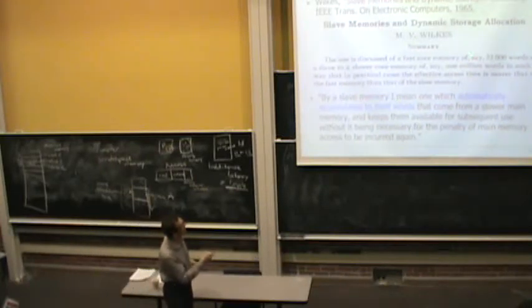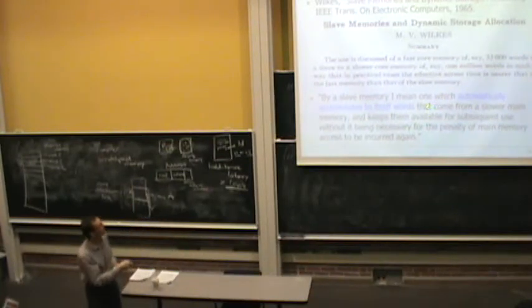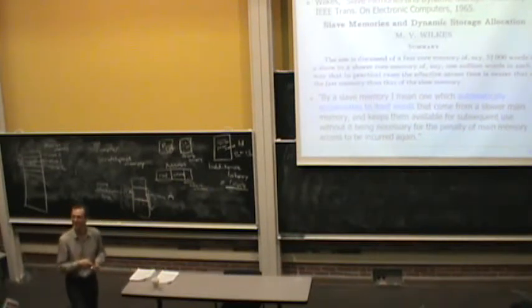By slave memory, we already talked about the slave memory, right? Which is slave to a slower memory of 1 million words. By slave memory, I mean one which automatically accumulates to itself words that come from a slower main memory and keeps them available for subsequent use without it being necessary for the penalty of main memory access to be incurred again. It's nice writing, actually.